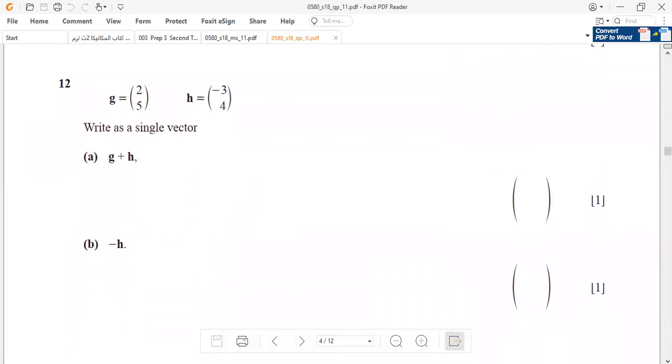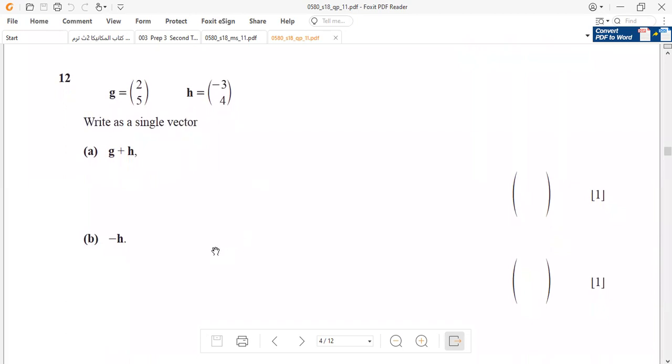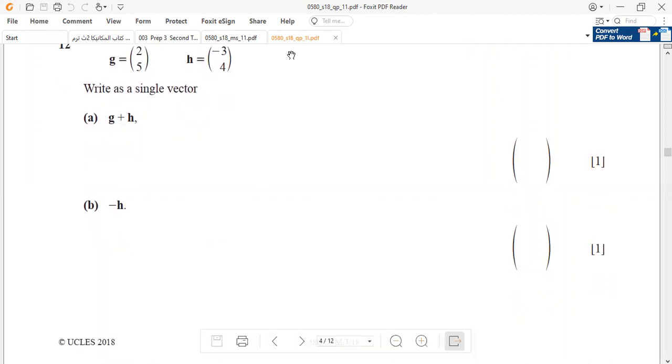Here we have two vectors. Vector g is 2 and 5, and vector h is negative 3 and 4. Write as a single vector g plus h. First of all, we can add 2 plus negative 3 gives -1, and 5 plus 4 is 9. So the vector here will be -1 and 9.